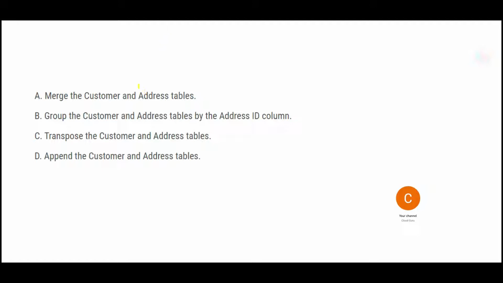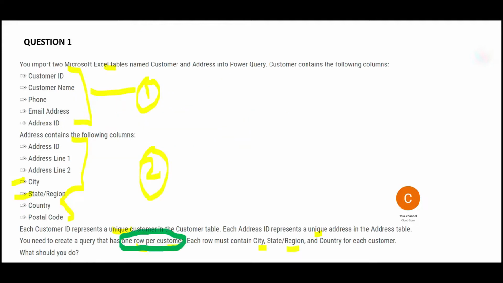So the first option says you got to merge the customer and address tables. See, if you are writing a SQL query, what would you do? You would do a join, most likely in this case, an inner join. In Power BI, we call joins as merge. So this should give us the desired output.